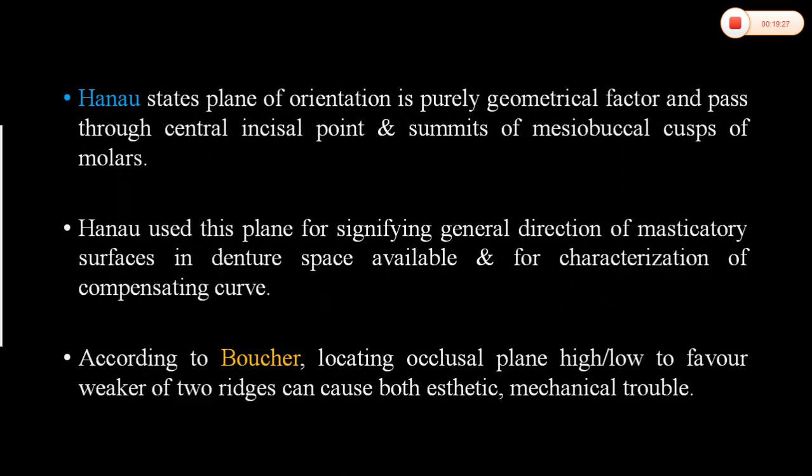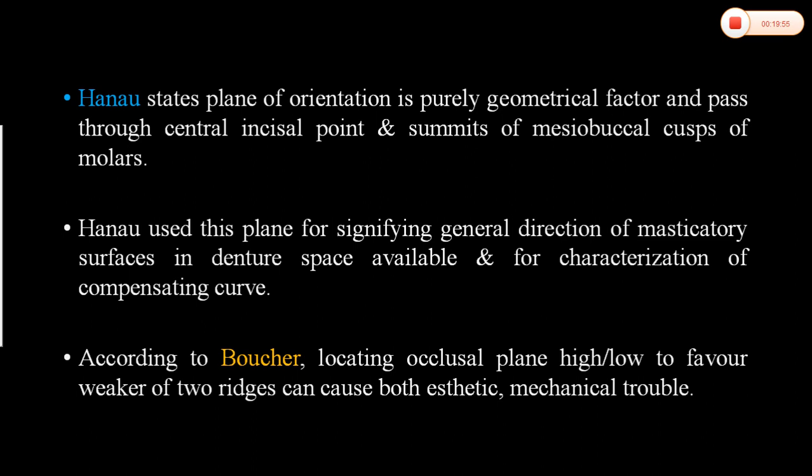So Hanau states that the plane of orientation, or occlusal plane, is a purely geometrical factor and passes through the central incisal point and the summits of the mesiobuccal cusp of the molars. Hanau says that the plane of orientation runs from the maxillary central incisal point to the mesiobuccal cusp of the maxillary molar. Hanau used this plane for signifying the general direction of the masticatory surface in the denture space available and for characterization of the compensating curve.